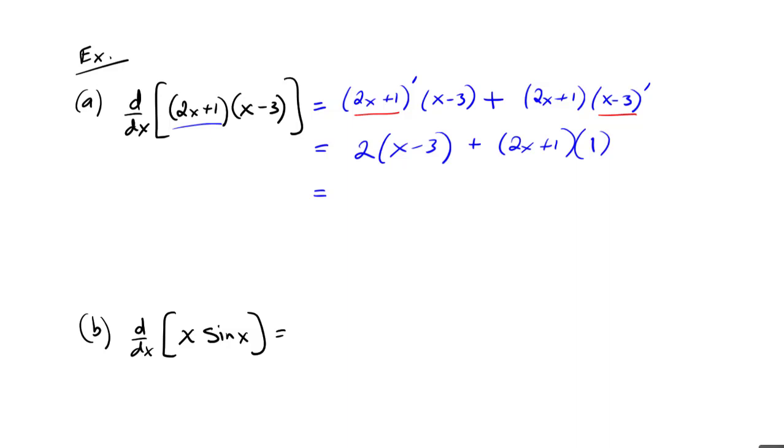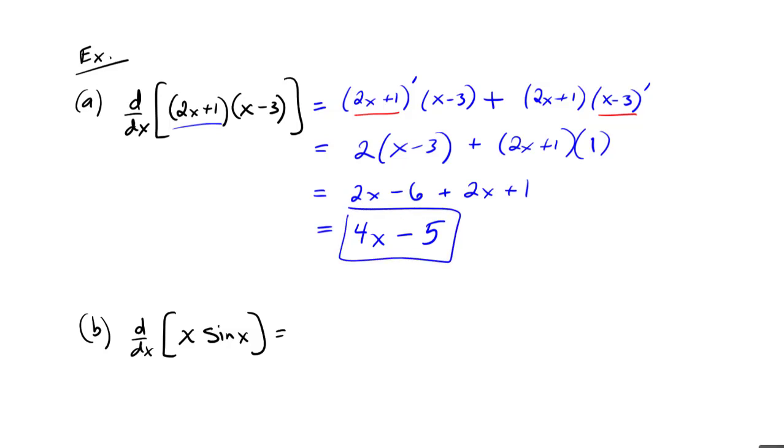Okay, so now I'm going to multiply this out. So I get 2x minus 6 plus 2x, so this is just 1 distributed, so it's still just 2x plus 1. And we end up with 4x minus 5. There's our derivative.